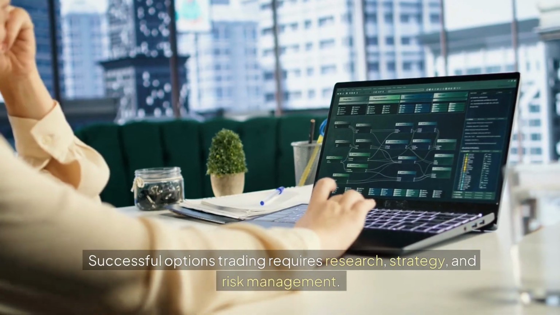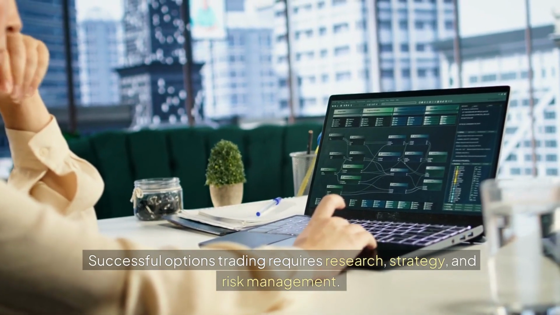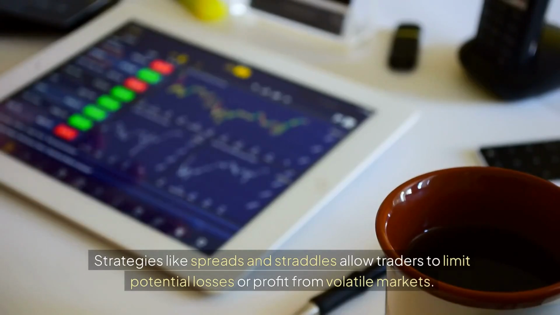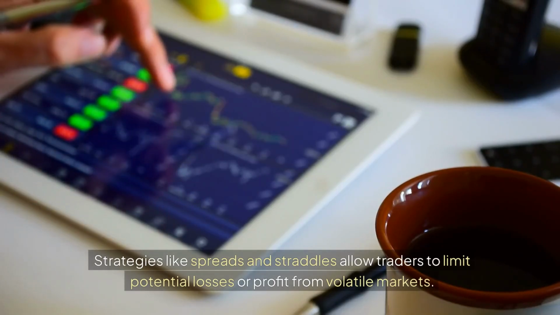Successful options trading requires research, strategy, and risk management. Some traders use technical analysis to predict short-term movements, while others rely on fundamental analysis to gauge long-term trends. Strategies like spreads and straddles allow traders to limit potential losses or profit from volatile markets.